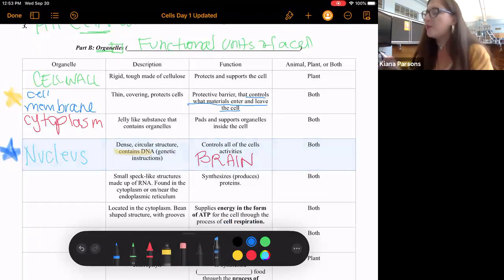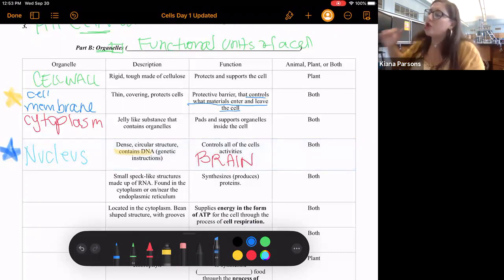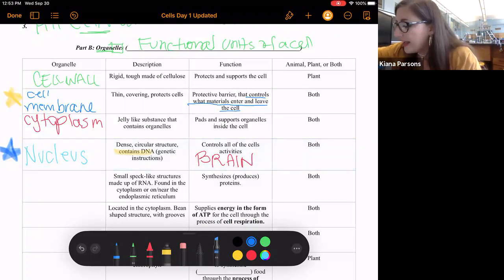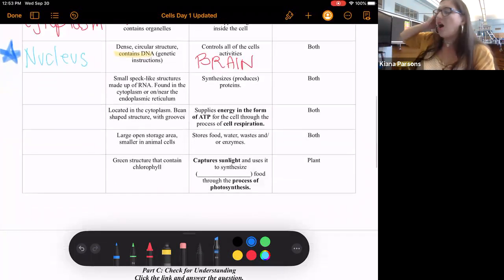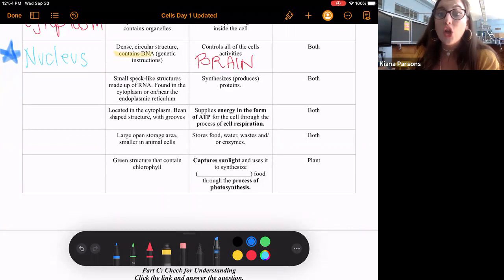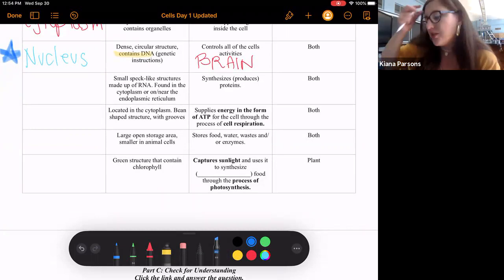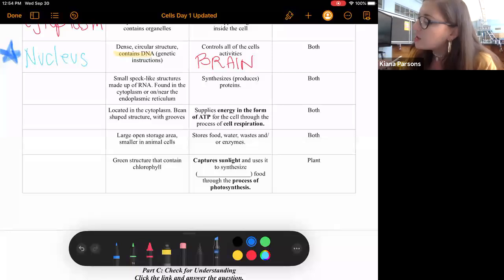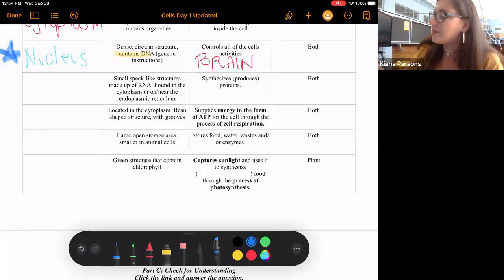So next, we're talking about small speck-like structures made up of RNA, found in the cytoplasm or on/near the endoplasmic reticulum. And I strongly encourage you all to look at images of plant and animal cells side by side, and I will include that with tomorrow's notes. But we're looking at the small speck-like structures made up of RNA found in the cytoplasm or on/near the endoplasmic reticulum, and this is the key component of this organelle.